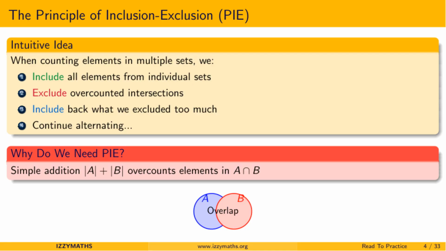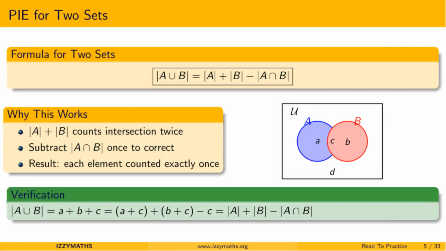Let's start with the formula for two sets. The absolute value of A union B equals the absolute value of A plus the absolute value of B minus the absolute value of A intersection B. Why does this work? When we calculate the absolute value of A plus the absolute value of B, we are counting the intersection twice. By subtracting the absolute value of A intersection B once, we correct this overcounting. The result is that each element gets counted exactly once.